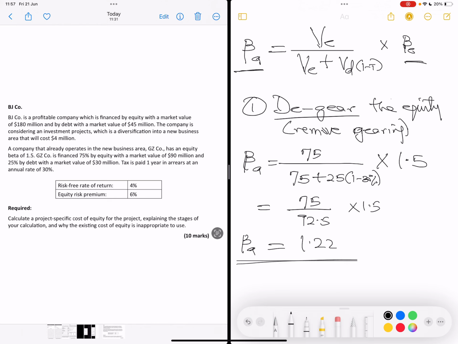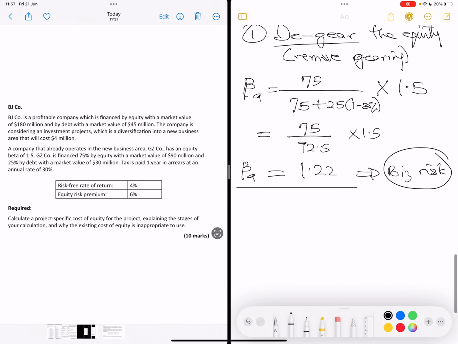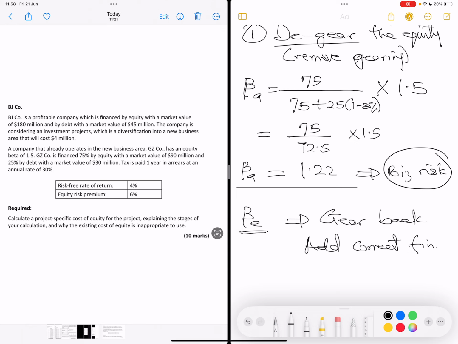This is the asset beta that represents the business risk of the project that we want to deal with. But remember, this asset beta is not sufficient. It's not enough. We need a full beta to use, which is the equity beta. To get the equity beta, we need to gear back, which means we now need to add back the financial risk. So we want to add the correct financial risk, which is 80/20, because that is our own company.